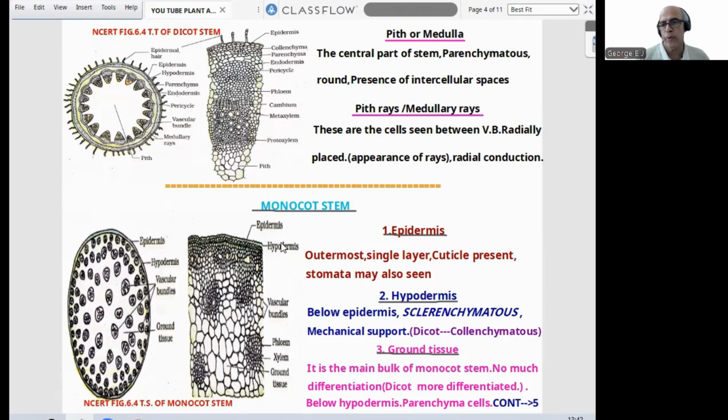Taking a section of monocot stem is slightly difficult due to the presence of hard sclerenchyma cells. The function is mechanical support. Remember, in dicot stem, hypodermis is collenchymatous. It's a usual question, and from the entrance point of view also a question. Now there is a massive area called ground tissue. It is the main bulk of the monocot stem. There is not much differentiation; in dicot, it is more differentiated. In monocot stem, differentiation is very little. Below hypodermis, the ground tissue mainly consists of parenchyma cells. I think up to that it is clear. Now we can proceed to the next page.